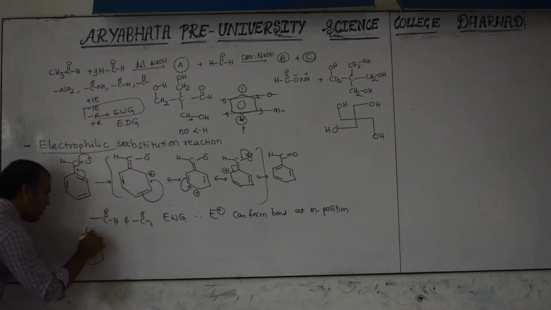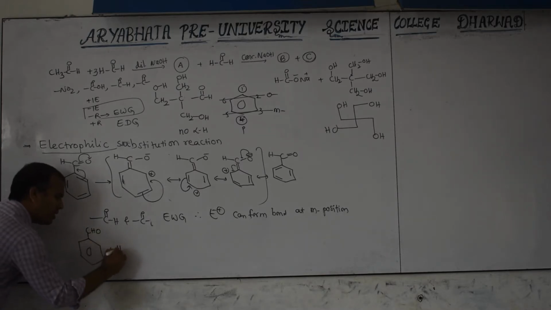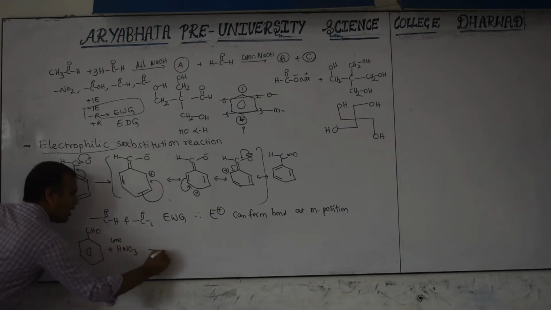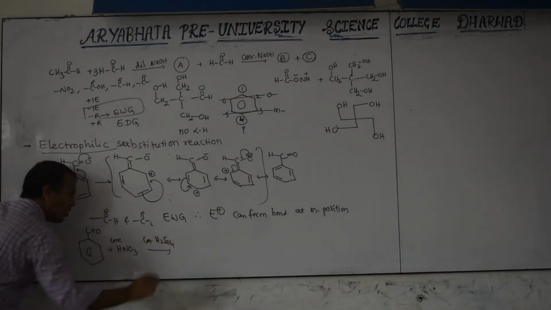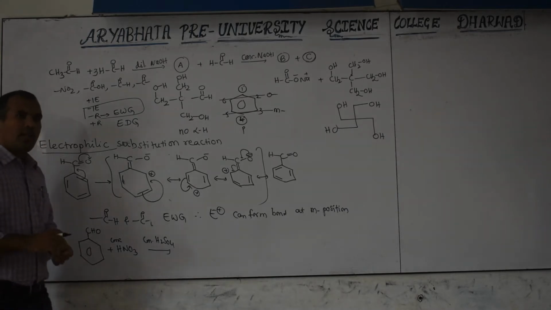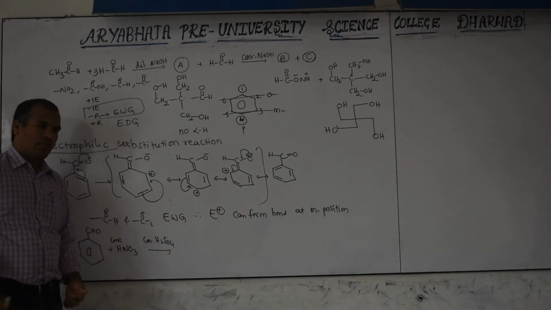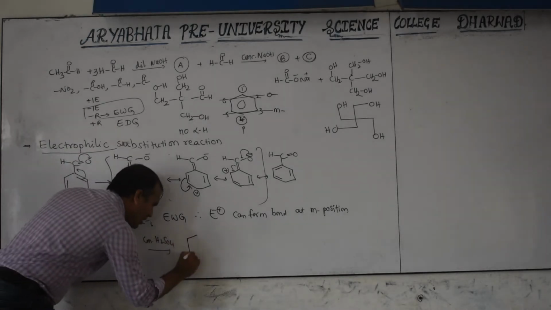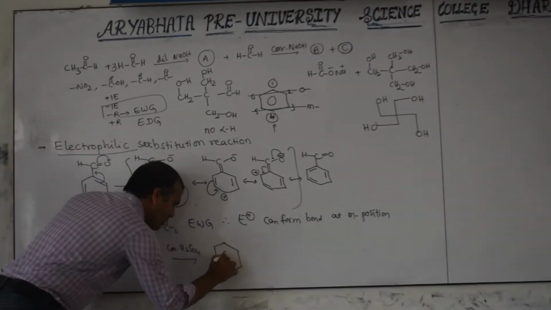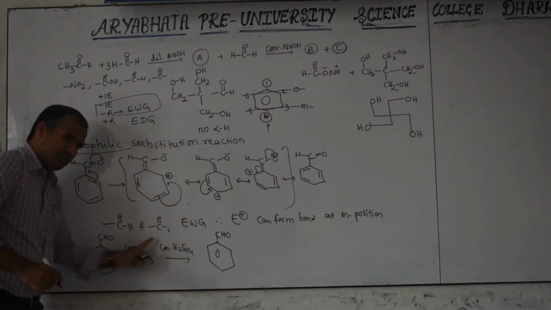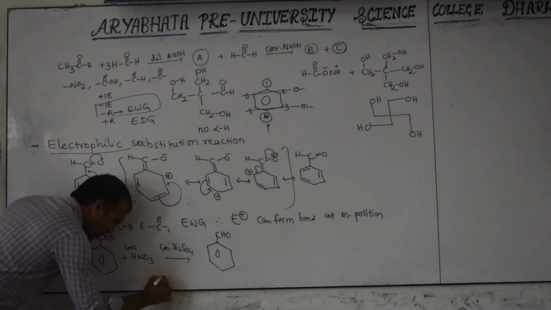This benzaldehyde reacts with concentrated HNO3 and concentrated H2SO4. You may have studied in the first year that a nitration mixture means only concentrated HNO3 and H2SO4. Then we will get this, as it is, benzaldehyde on the right. In this reaction mixture, what is the electrophile? NO2 plus is the electrophile.